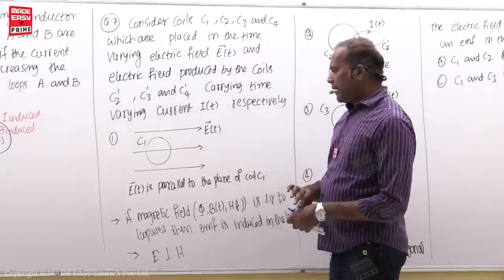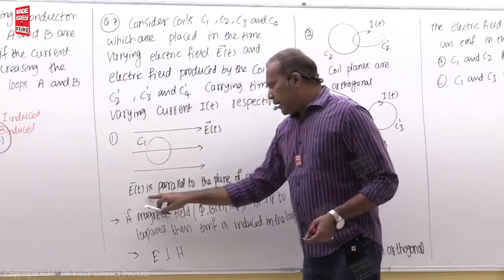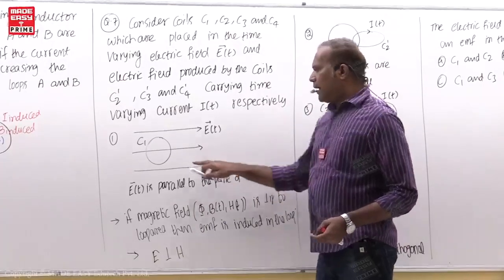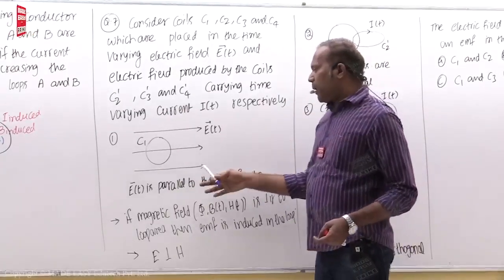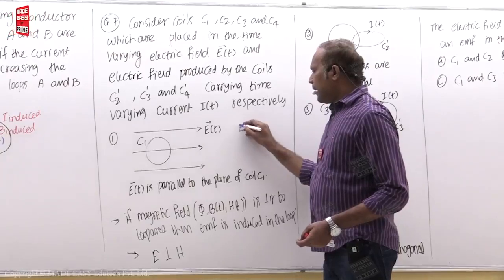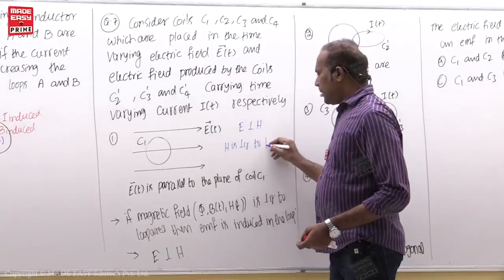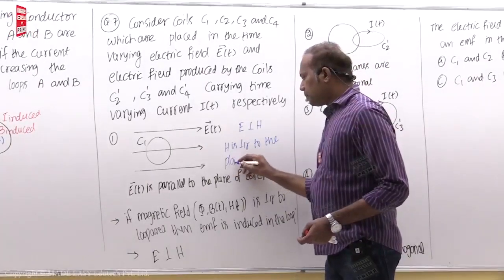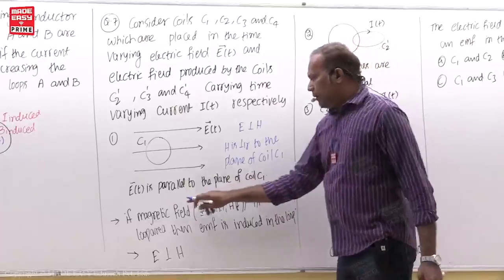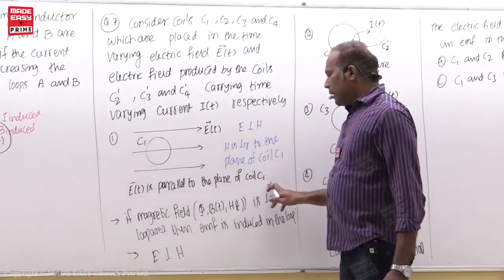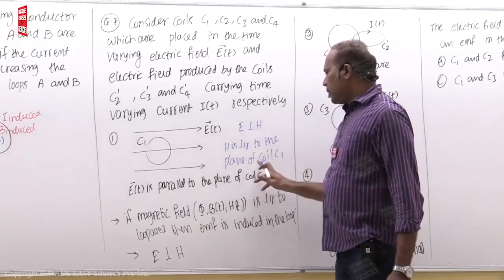So what that fellow has given, you see here. Here there is an electric field like this, a time varying electric field, and this time varying electric field is parallel to the plane of coil 1. That means this electric field is parallel to the plane of coil 1 as given, but the magnetic field is perpendicular to this electric field. So E is perpendicular to H. That means here H is perpendicular to the plane of coil C1. So he has given the electric field is parallel to the plane of coil 1, then the magnetic field makes 90 degrees to the electric field. So the magnetic field is perpendicular to the plane of coil 1.